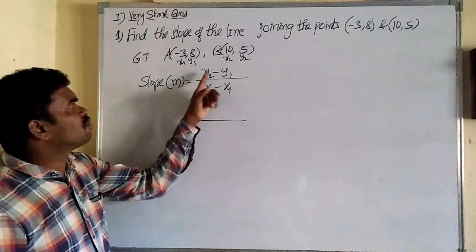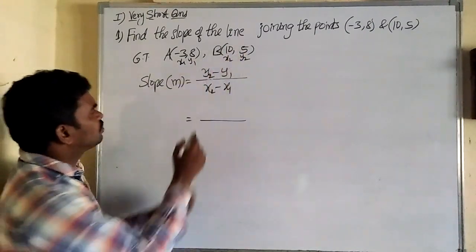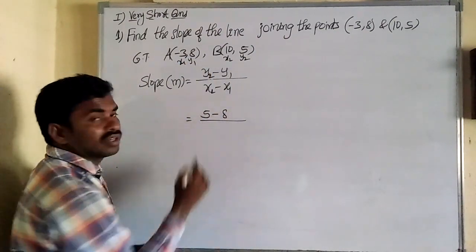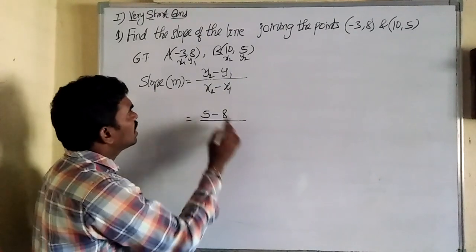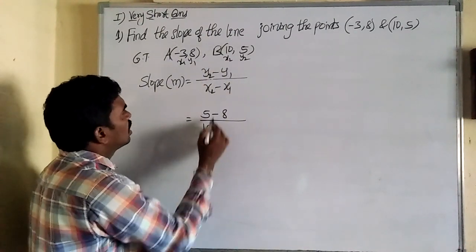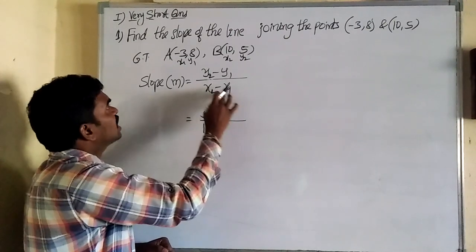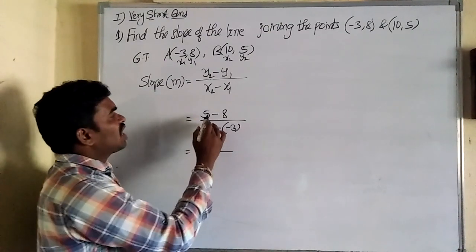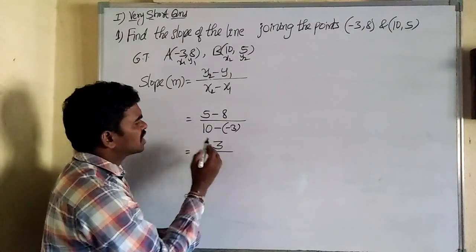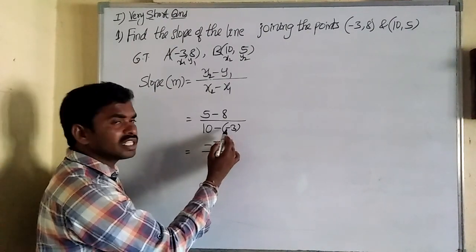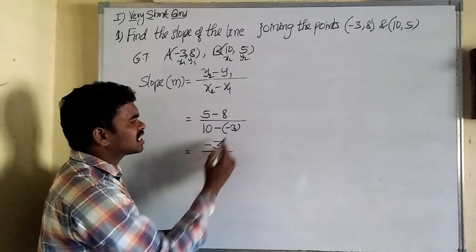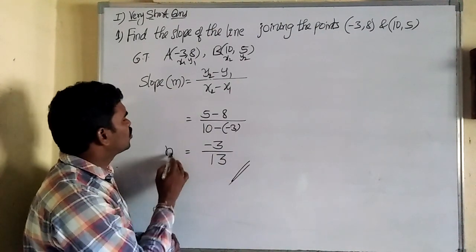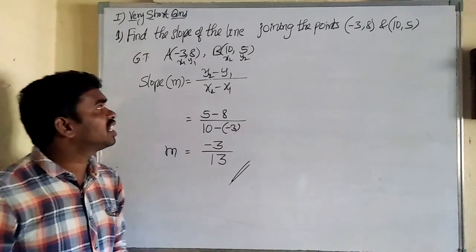Now apply y2 minus y1. y2 means 5, minus y1 means minus 8. And by x2, which is 10, minus x1, which is -3. So 5 minus 8 becomes -3, and in the denominator minus into minus is plus, 10 plus 3 becomes 13. Can we cancel? No. So this is the slope of the 2 points. Is it very simple or not? Yes, very simple.